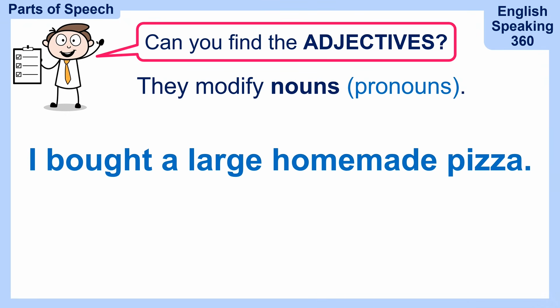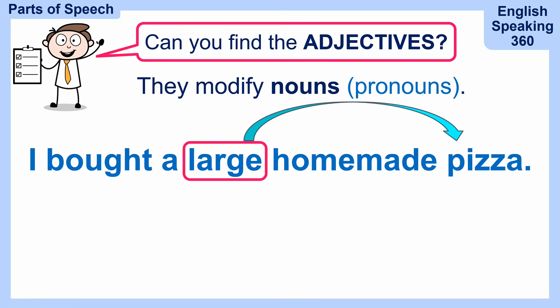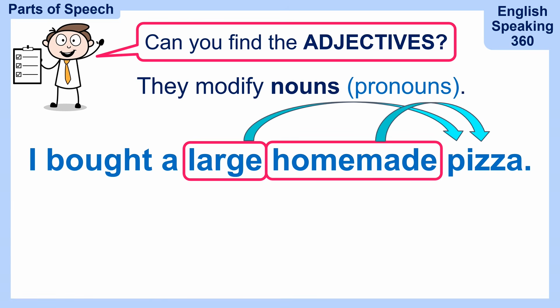Here's your sentence. I bought a large homemade pizza. If you want to find words that modify the noun, find the noun first, of course. So here, what noun do we have? We have pizza. Now look for words that modify pizza. The first one we find is large, a large pizza. It shows that the pizza is very big. But we also have homemade. What kind of pizza? It's a homemade pizza. So large and homemade are both adjectives.